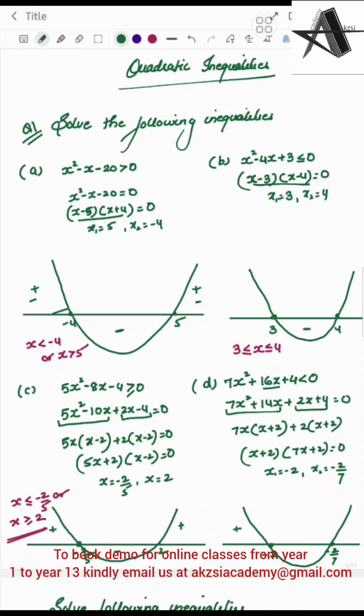Same positive, negative, positive regions. Obviously, because it's less than 0, we need to go for the negative region. The negative region is this one. So my values of x will be all the values between negative 2 and negative 2 over 7. The final answer will be x is greater than negative 2 but less than negative 2 over 7. This will be your answer, and the red ones are the answers for each question.